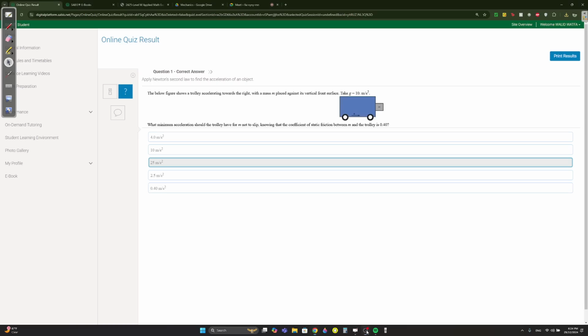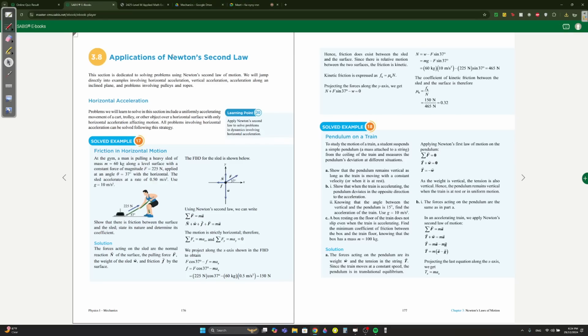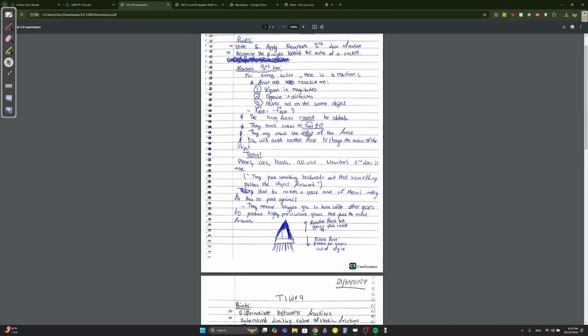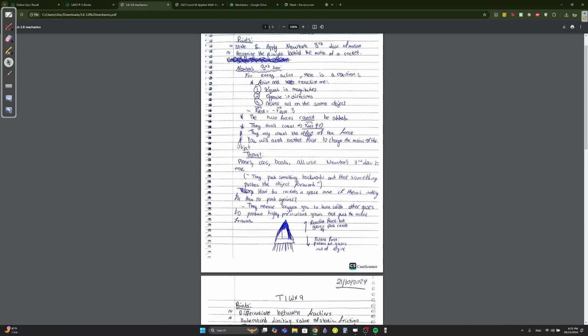Okay, this is term 1, week 10 mechanics. It's very, very easy. No, actually, it's not very, very easy. It is very, very easy. But at the same time, it's a bit hard. You just need to understand. So, look, you can go through the notes. I'll go through the quick things, or the formulas that I want you to understand.